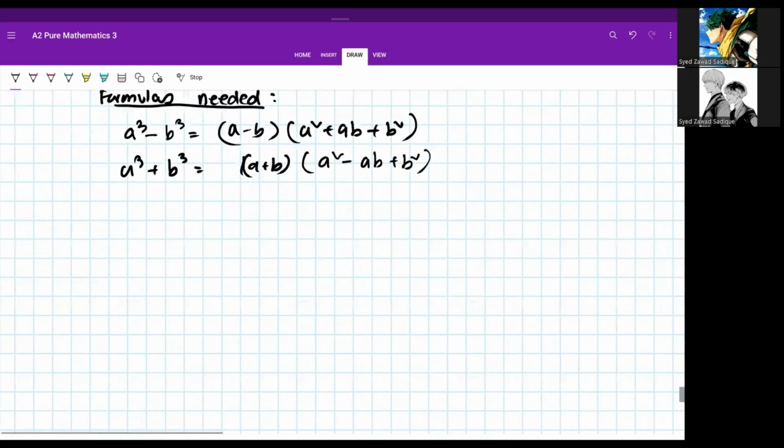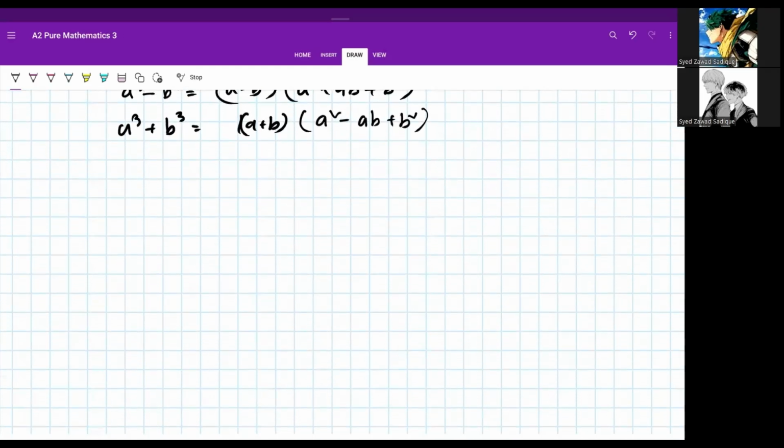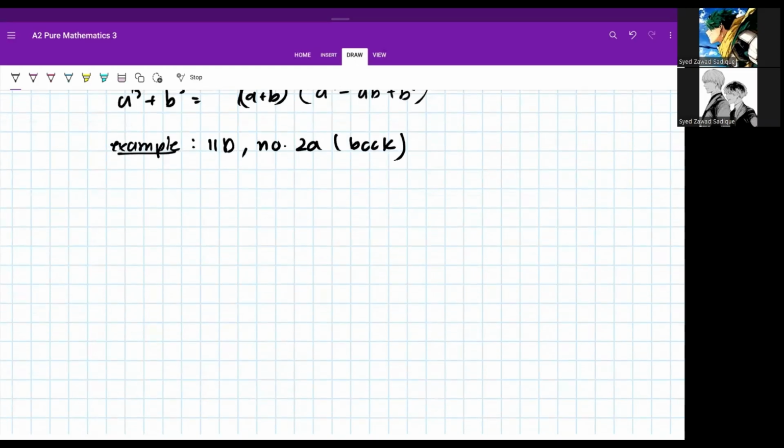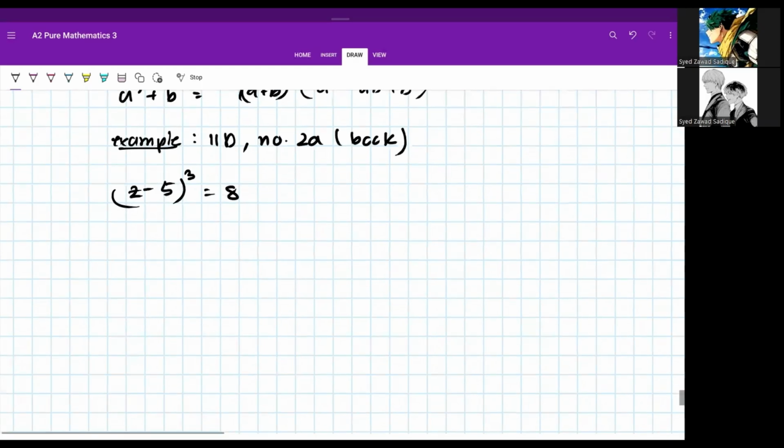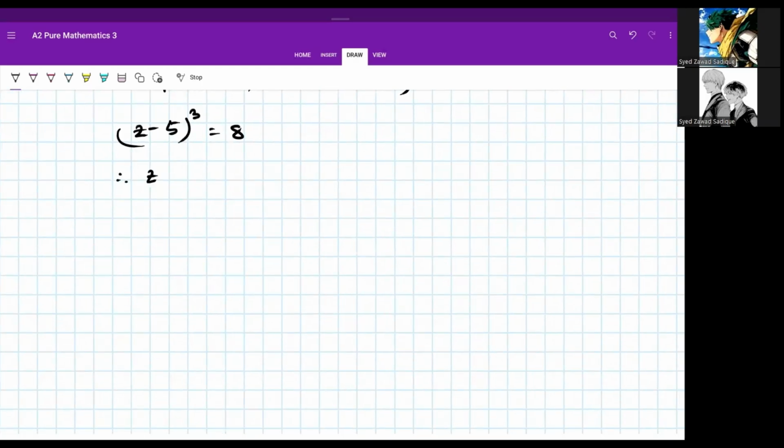Very niche formula. I only saw this ever in the book. I've never seen this in the question paper. Not a single question paper had a sum like this. Example, this is from your book. Z minus 5 whole cube equals 8. Therefore, z minus 5 whole cube minus 2 to the power 3, because 8 is 2 to the power 3, is equal to 0.